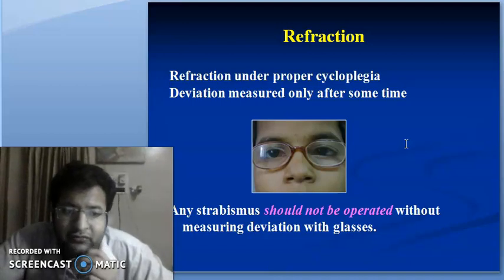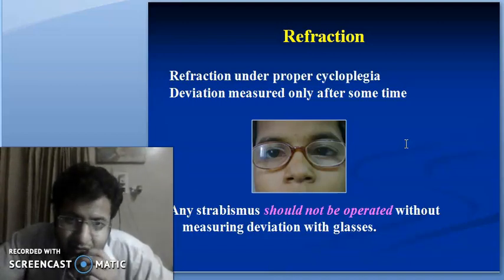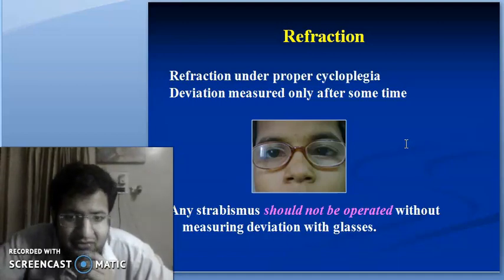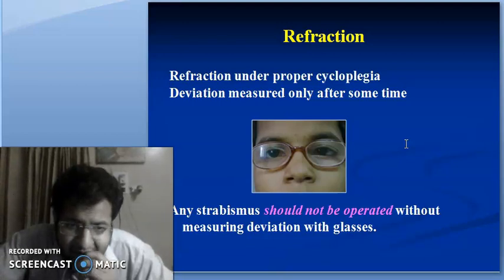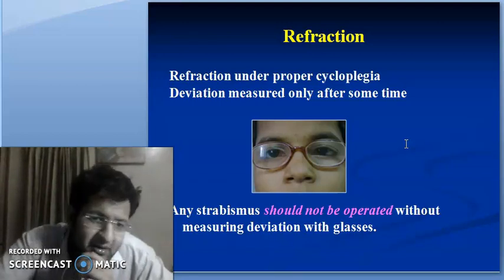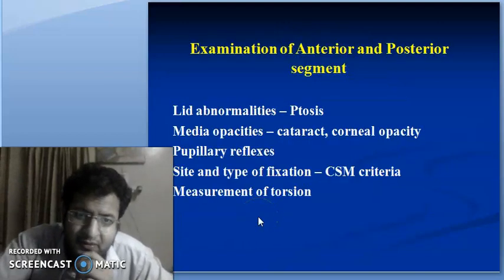Refraction of the patient, especially the children, has to be done under proper cycloplegia, and objective refraction has to be relied on rather than subjective refraction, especially in children. And deviation is measured only after some time of correction of the refractive error. Any strabismus should not be operated without measuring the deviation with the glasses. This is the rule. We have to always refract first. If after refraction still there is a strabismus remaining, then only we should operate, otherwise we should not operate.